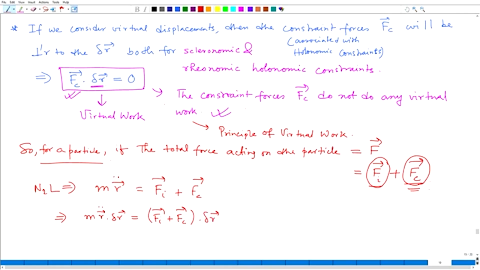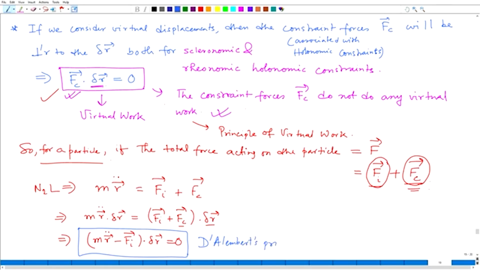Now, you know that F C dot delta R is always 0, that is the principle of virtual work, and that is why finally you will have m r double dot minus F I dot delta R is equal to 0. So, this is known as D'Alembert's principle.